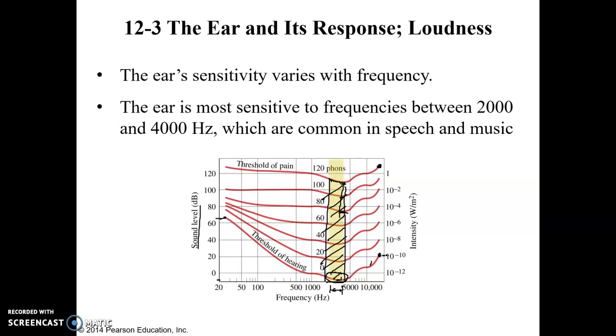At the high end, we would need a pretty high intensity. At the low end, we need a very high intensity to be able to hear it. But in this mid-range, it doesn't take much intensity at all for us to actually hear it. The reason is that this is the frequency of human speech. So it only makes sense that we would be more sensitive to the frequencies at which we speak. That makes it easier for us to communicate with each other.